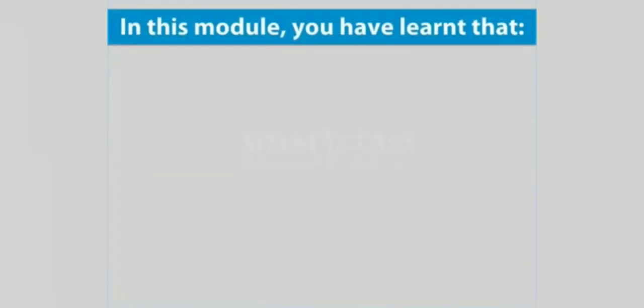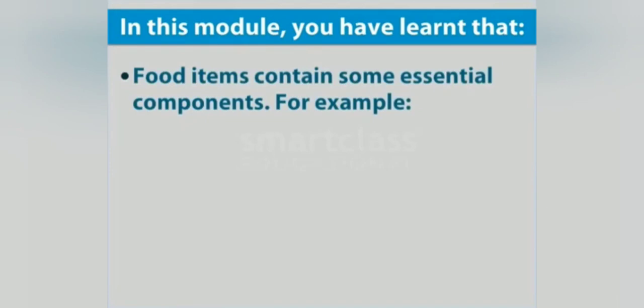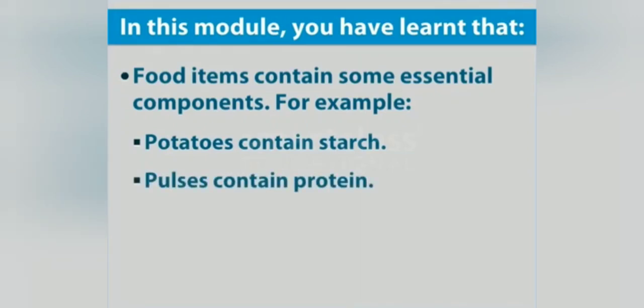In this module you have learned that food items contain some essential components. For example, potatoes contain starch, pulses contain protein, cashew nut contains fat.